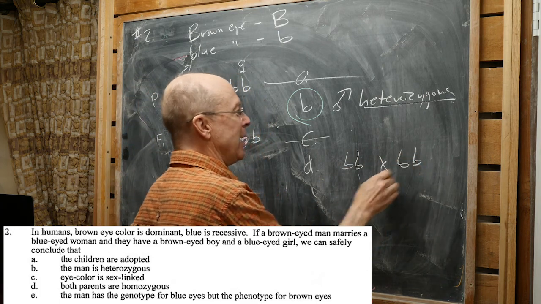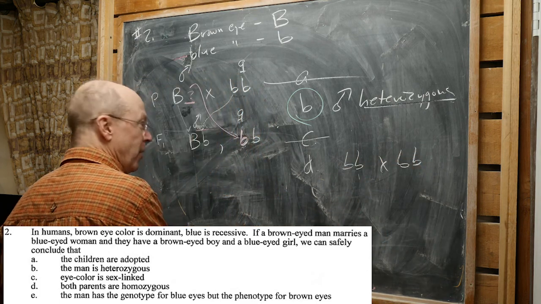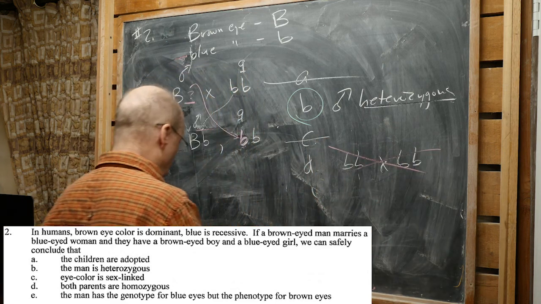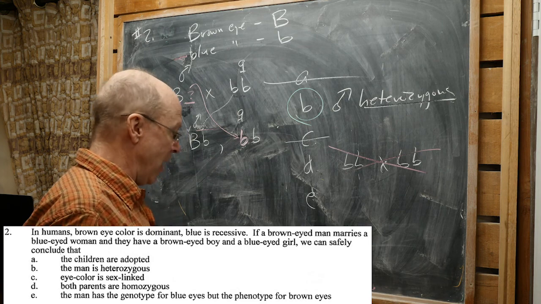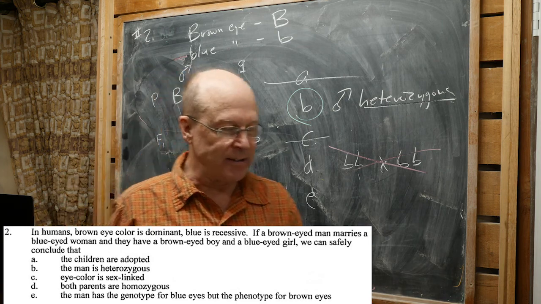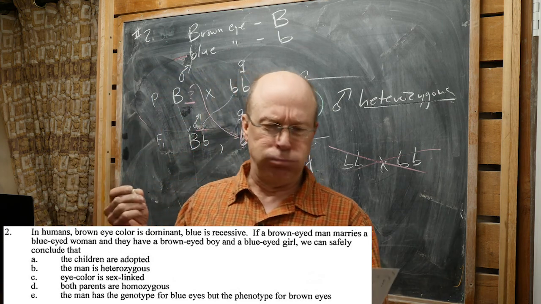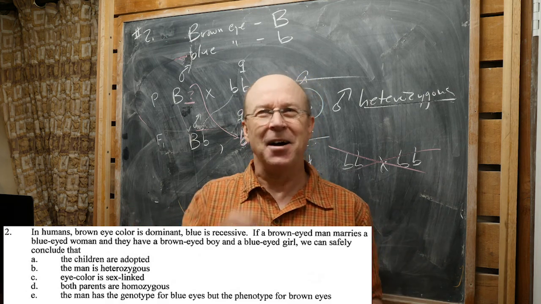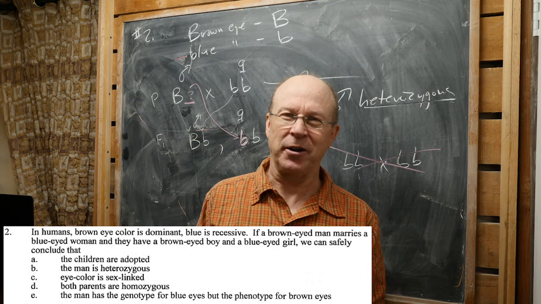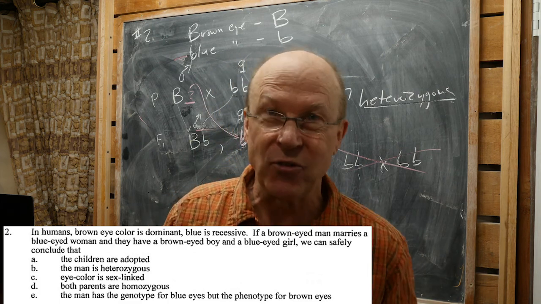There's no way to get a brown-eyed boy here, right? No way to get a brown-eyed boy there. So that one gets thrown out, and then finally, here's the crazy one. The man has the genotype for blue eyes, but the phenotype for brown eyes. And that's not working in the way that we've presented eye color.